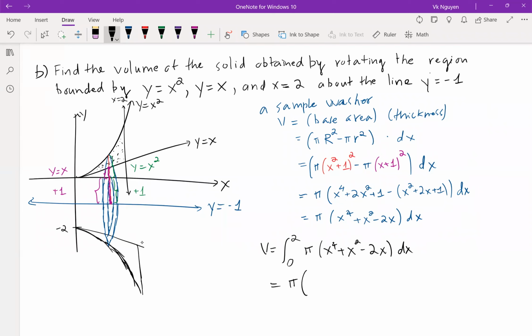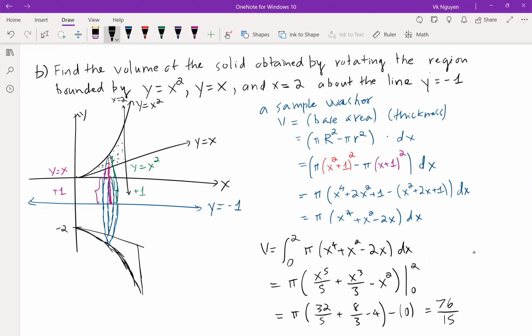Pi times x to the 5 over 5 plus x cubed over 3 minus x squared, from 0 to 2. So we have pi times 2 to the 5 is 32 over 5, plus 8 over 3, minus 4. And then when we sub in 0, we just have 0. The answer is 76 over 15 pi.